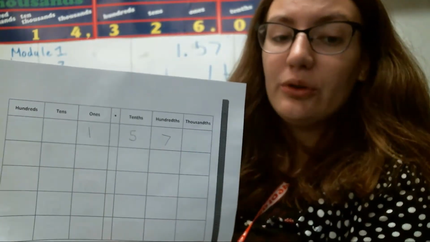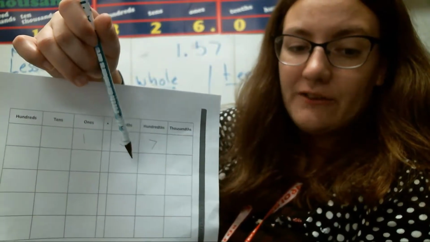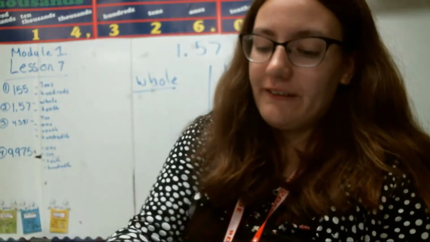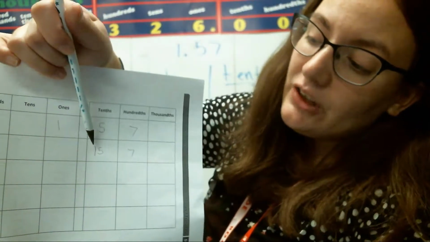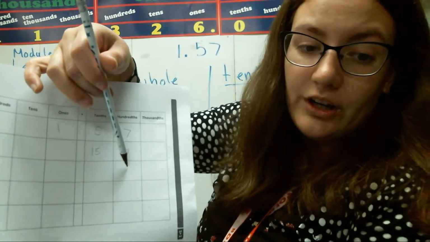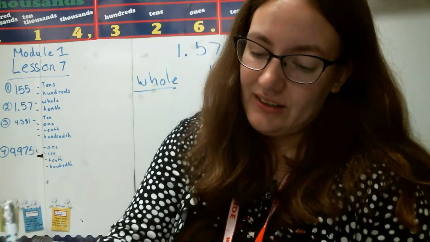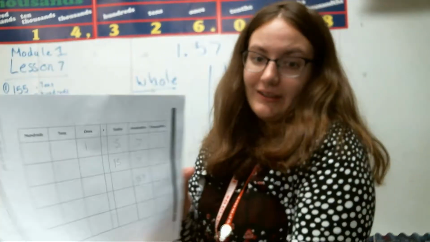I now need to decompose this, which means that this 1 one is going to kind of join up with this 5 tenths, and it's going to create 15 tenths with 7 hundredths, just like we did with that last problem. And then I'm going to decompose it some more because I still have another place value left. So this 15 tenths is going to join up with the 7 hundredths, and it's going to create 157 hundredths. So your template should look just like mine. Please make sure you're doing this because it is going to help you when you are rounding your numbers.